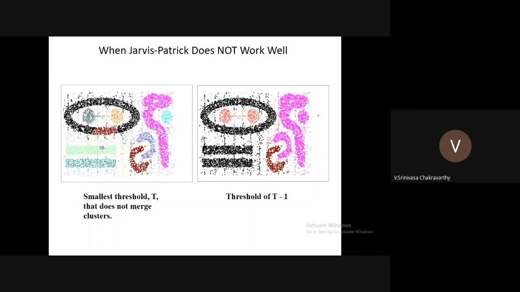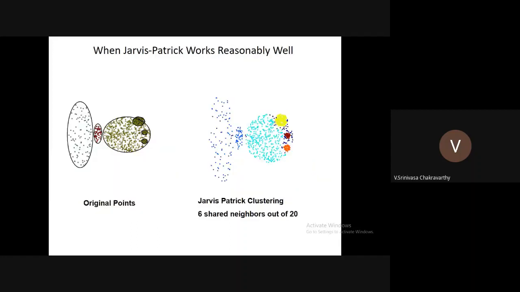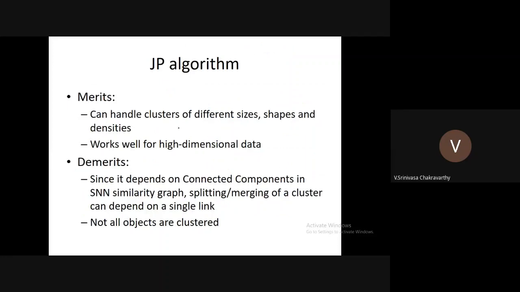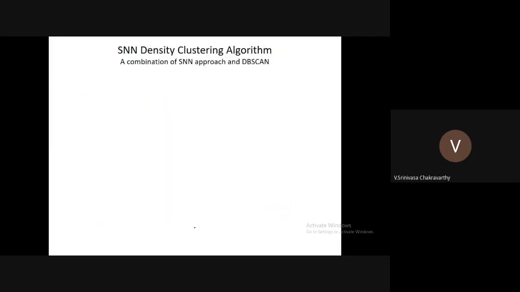Okay, so similarly here, this big region that looks like a flipped question mark, this purple region, and this little arc here and this little disc-shaped cluster here, they're all again merged. When you lower the threshold a little bit, there are a lot of mergers going on. So this algorithm is slightly brittle. The good thing is it can handle clusters of different sizes, shapes, and densities, just like DBSCAN. It also works well with high-dimensional data, right? But the problem is it depends on connected components in the SNN matrix, and so it is basically brittle. Small changes in the threshold can give you very different results.